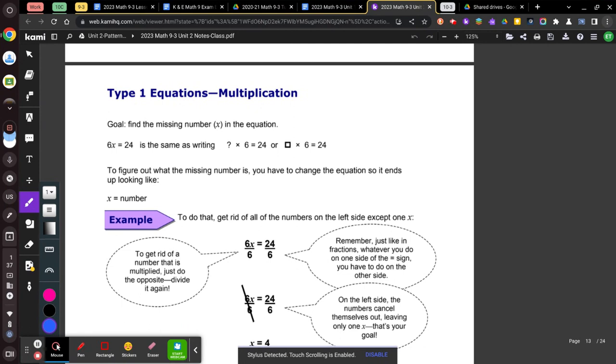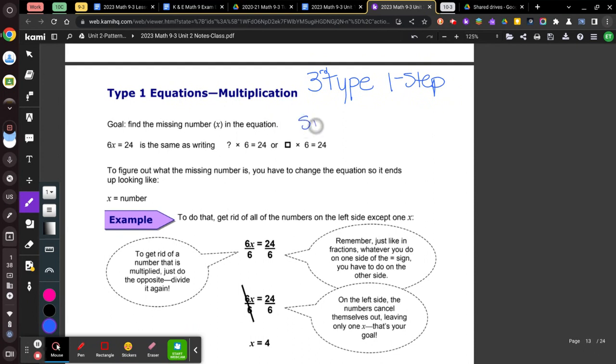Now we get into the third type. Okay, this is our third type of one-step equations. So the multiplying, and again, we're going to do the opposite thing. The opposite of multiplying is dividing. When something is sitting side by side, so side by side means multiply.